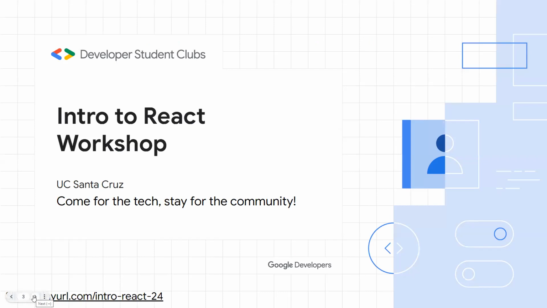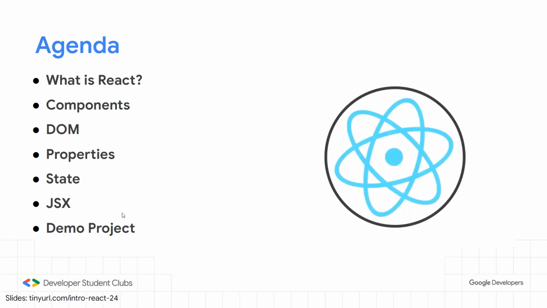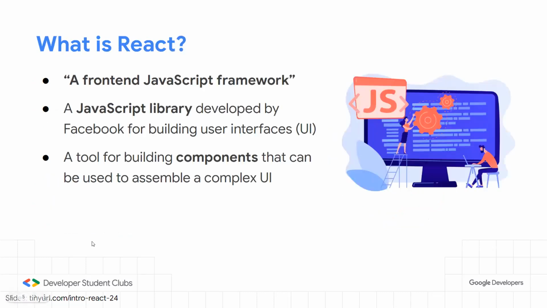Okay, so now we will be learning a little bit about React. I'm just going to really quickly go through the different components of React as a framework, and then you'll have a chance to go through a demo project, and Cohen will be leading a demo. To start off, React is a front-end JavaScript framework. It's essentially a JavaScript library developed for building user interfaces. What this allows you to do is build components that can be used to assemble a more complex UI.